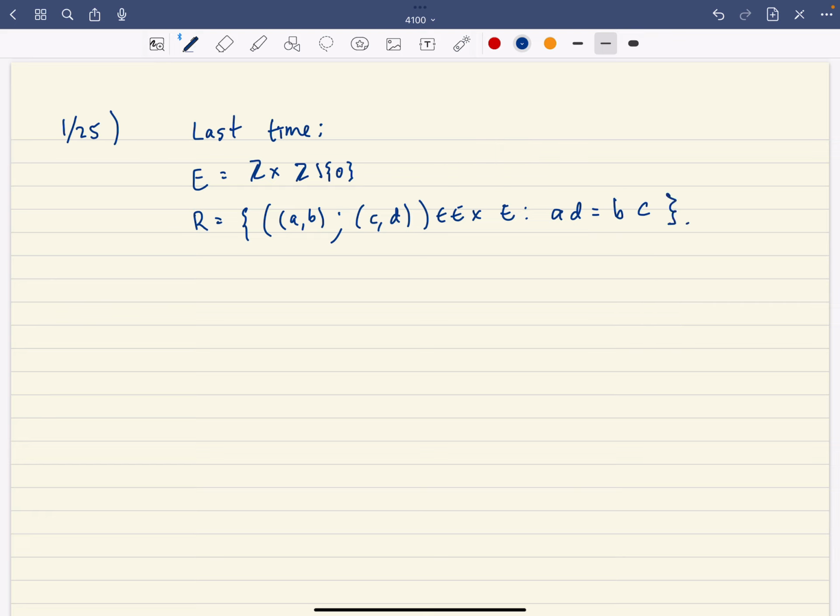We saw that the different equivalence classes correspond exactly to the different rational numbers. And so we can define the rational numbers as the set of equivalence classes that E has given R. So this is E mod R. This is called the quotient set, or the set of all equivalence classes. That's a formal way that we can define the rationals.